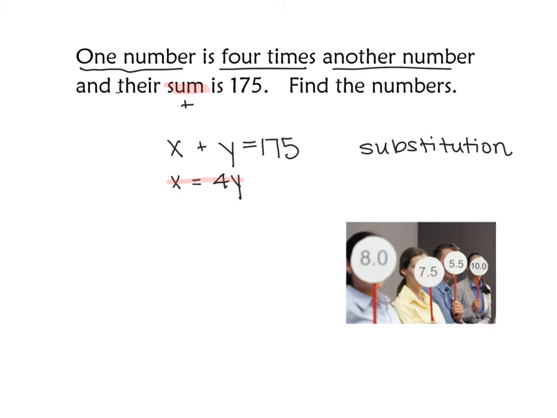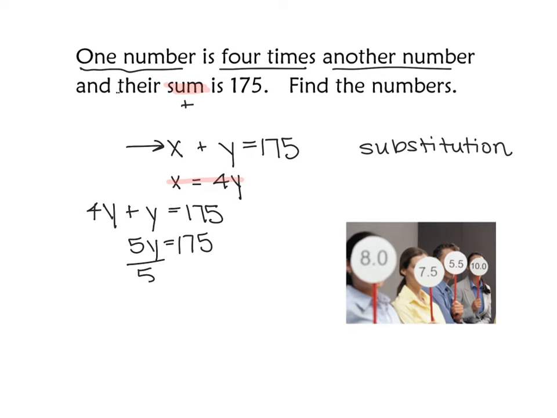Substitution is the only one that we can't use our graphing calculator for, so we're going to have to do this one by hand. Remember, when we do substitution, we are taking this 4y and we are plugging it in anywhere we see an x. So I'm going to plug it in right here. So instead of x, I'm going to write 4y. Then I just continue the equation. Plus y equals 175. 4y plus y is 5y.